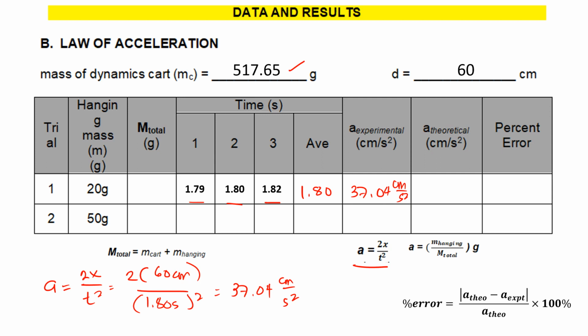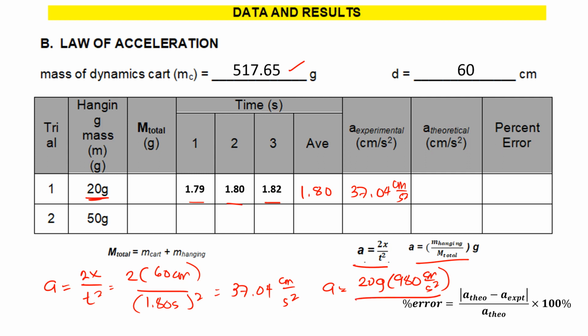Now let's compute the theoretical value. Again, the formula is this one. Acceleration is equal to the given hanging mass, which is 20 grams, so 20 grams multiplied by 980 centimeters per second squared, and then divide this by the total mass. So what is the total mass?